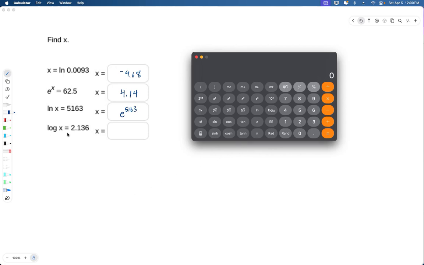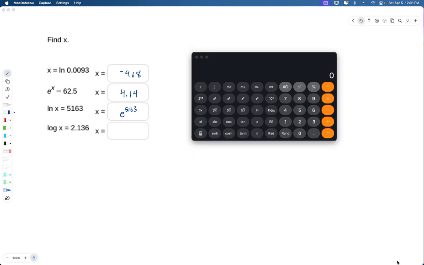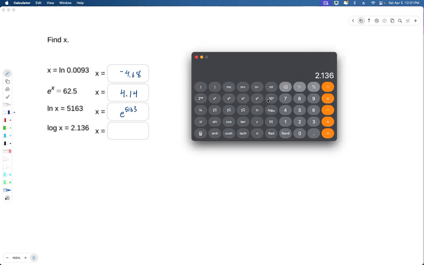All right, so this is, I think it's the log 10 button, 2.136. I think that's, let me double check. Okay, I had the wrong button. You're going to type in 2.136 and hit the 10x key. And that gets you there. So when you have log of x, it is the 10x key.